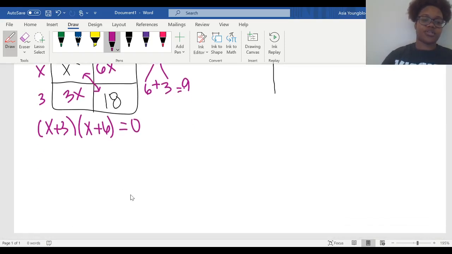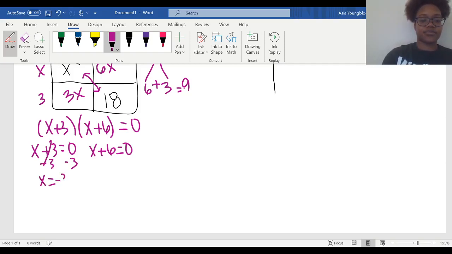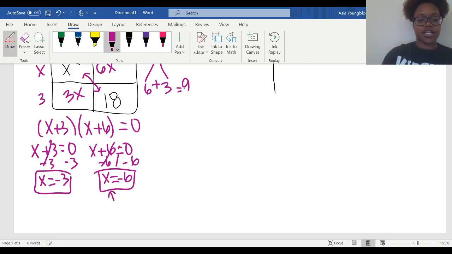Now we're going to set both these equations equal to 0 and solve. So we have x plus 3 equals 0 and x plus 6 equals 0. So we're going to subtract 3 from both sides to get x equals negative 3. And we're going to subtract 6 from both sides to get x equals negative 6. So these are our two answers. And our smaller answer would be negative 6. And that's because that number is further to the left on the number line. So that's why negative 6 is the smaller answer.